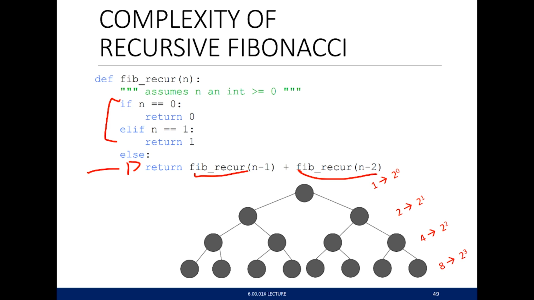I've got, again, that sequence of 2 to the 0 plus 2 to the 1 plus 2 squared all the way up to 2 to the n. And that overall sums up to being an exponential or 2 to the n problem.